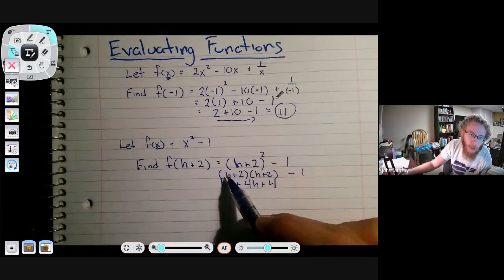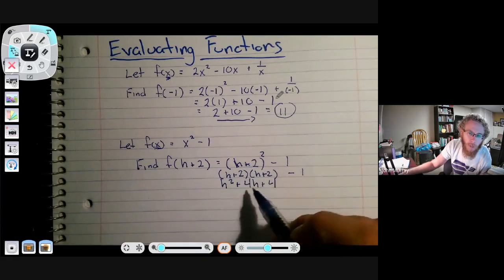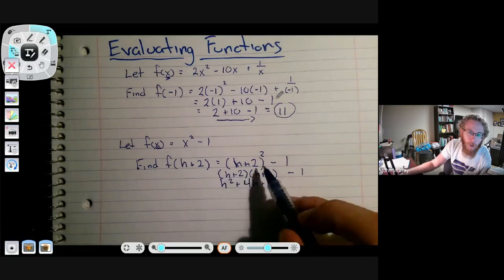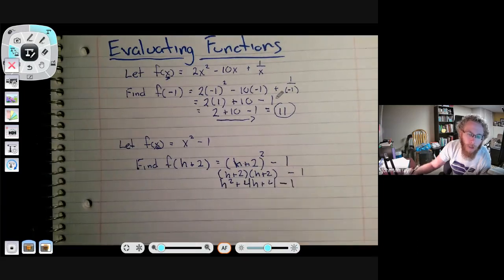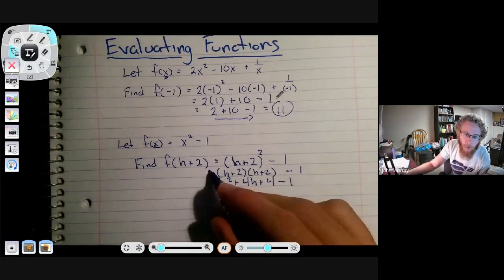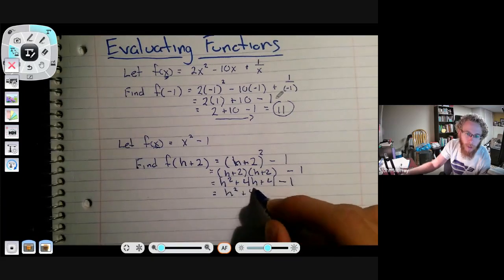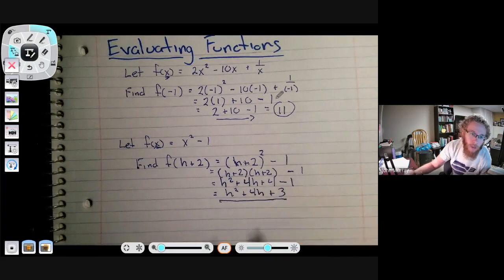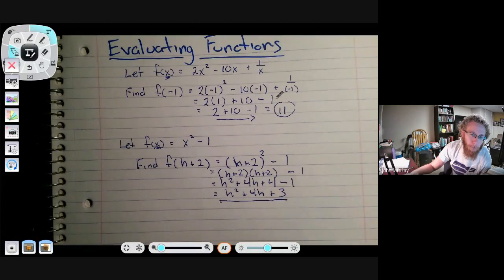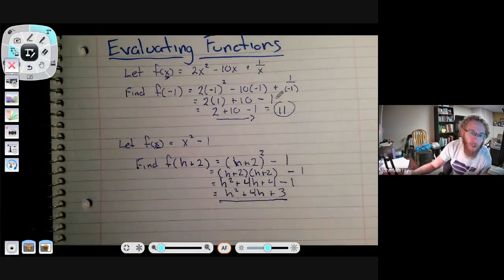When we FOIL this, h times h is h squared. We have a 2h when we do the outer, and a 2h when we do the inner. That gives me the 4h. 2 times 2 gets me the 4. Anything we didn't use, we bring down, and then we do one more step of simplification. Nothing to combine the h squared with, that stays, 4h. 4 minus 1 is 3. So f of h plus 2 is h squared plus 4h plus 3.